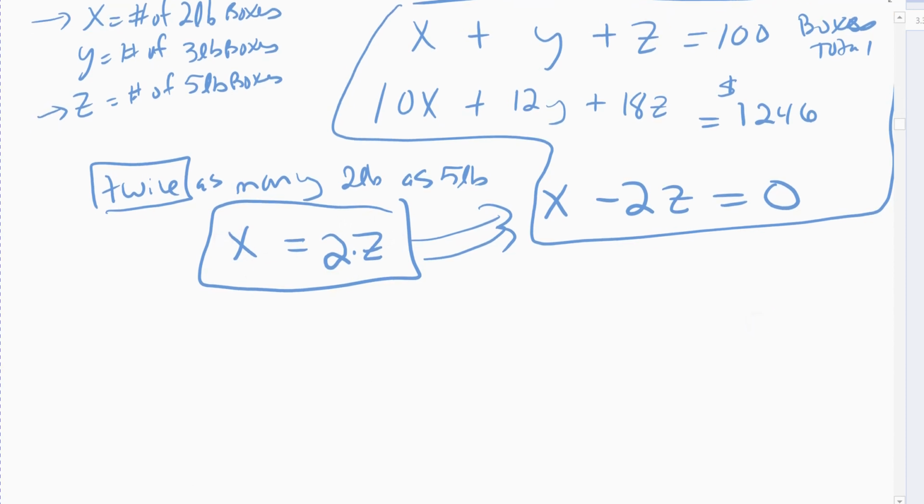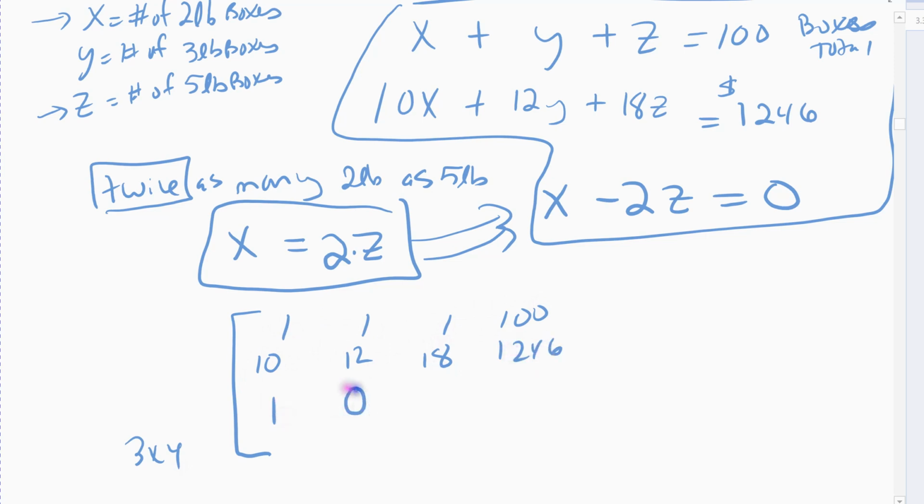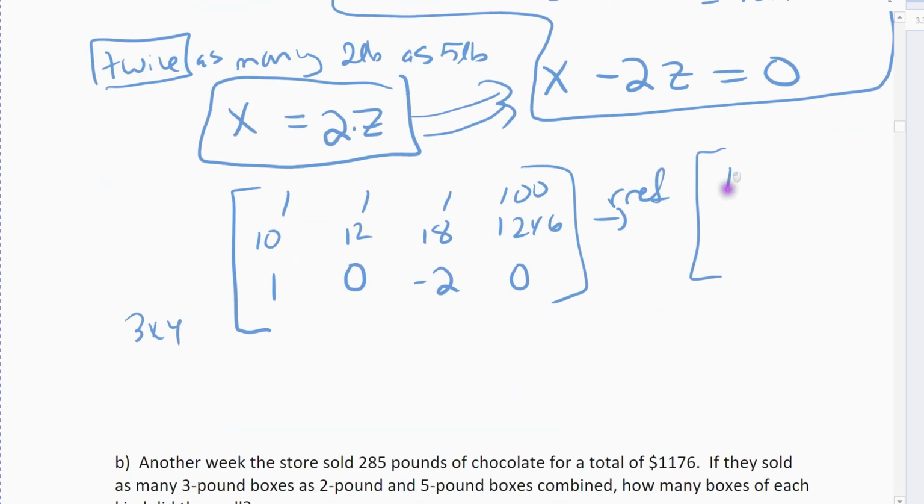Right. Once you've done all that, then the matrix, it's a three set case, so it's going to be a 3 by 4. The first one is just 1, 1, 1, 100. Second one is 10, 12, 18, 1,246. The last one is 1. There's no Y, so 0. Negative 2 for Z and 0 for my constant. And so that's what you're going to plug into your matrix and row reduce, RREF. And when you do, it should come out a nice one solution case.